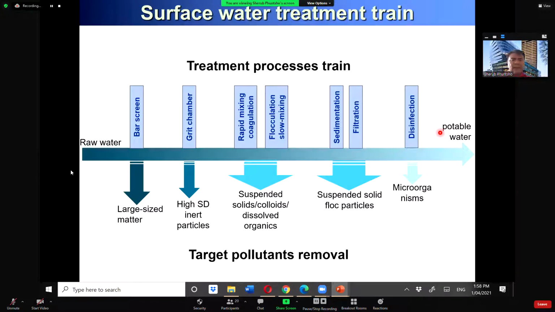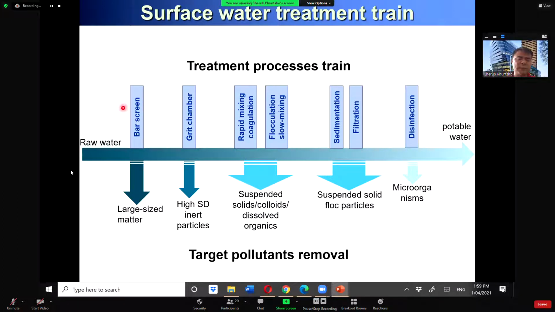So this is the surface water treatment train. It's a little bit different from the wastewater treatment that you will learn later, because the surface water treatment train doesn't involve organic or biological treatment. Biological treatment is mostly associated with wastewater treatment.